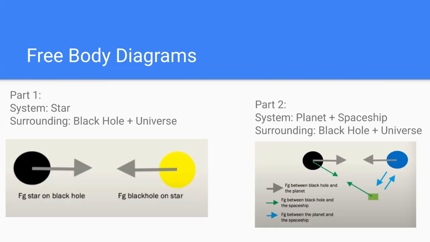The free body diagrams for the two separate parts are seen below. On the left side, the system is the star, the surrounding is the black hole and the universe, and the arrows point towards each other. For the second part, the system is the planet and the spaceship, and the surrounding is the black hole and the universe. You can see where the arrows are pointing and how they interact with each other in the bottom right diagram.